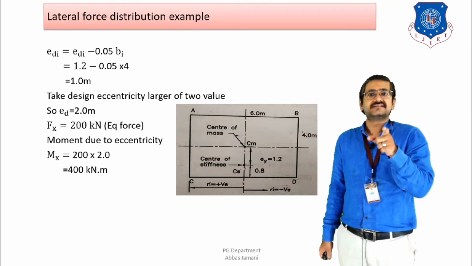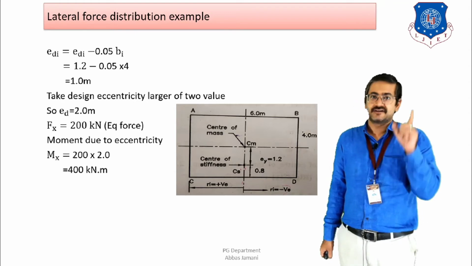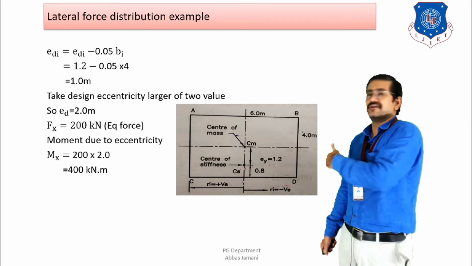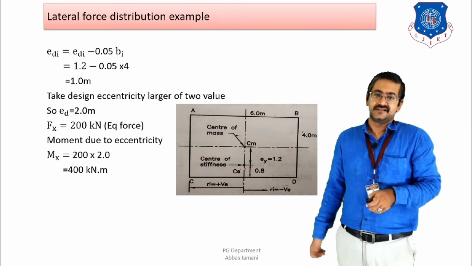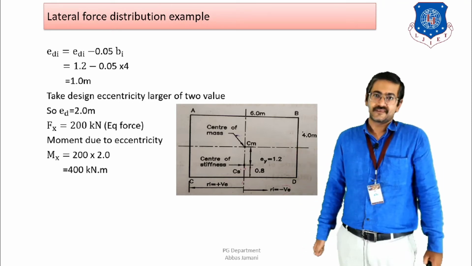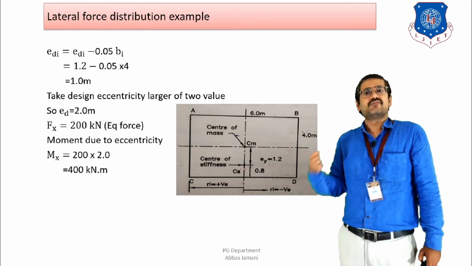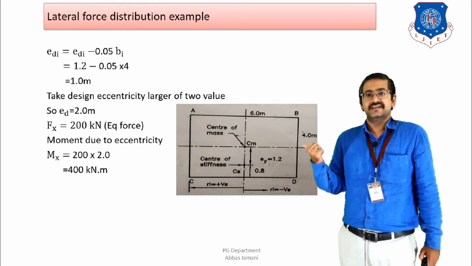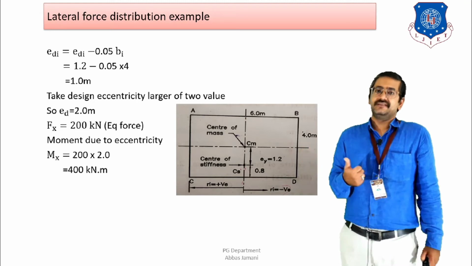Mind well, we have to consider the design eccentricity and not the static eccentricity, right? So that should be kept in mind when calculating the moment at this particular junction, or the figure that is shown over here. Once the calculation of moment is done, then we can go to the distribution of forces on each of the individual columns.